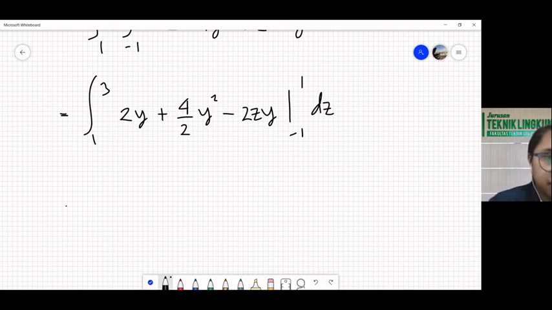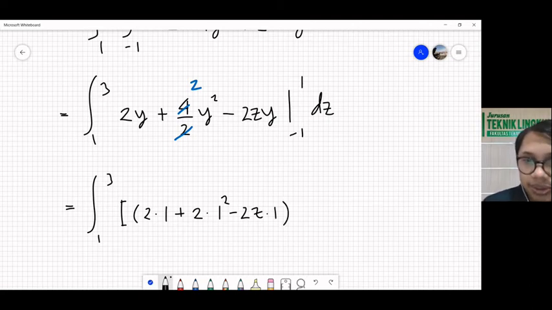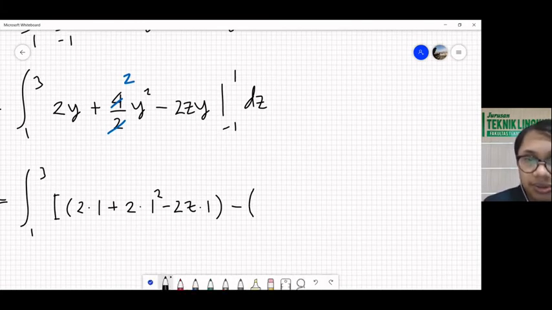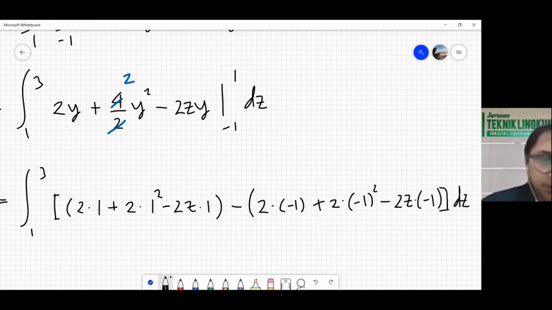Then we just rewrite, and I will do it properly this time. 2 times 1 plus, okay, this one is 2, then 2 multiplied by 1 square, 2z multiplied by 1. Minus, we do the limit of minus 1: 2 multiplied by minus 1, plus 2 times minus 1 square, minus 2z times minus 1. Okay, dz is quite long.